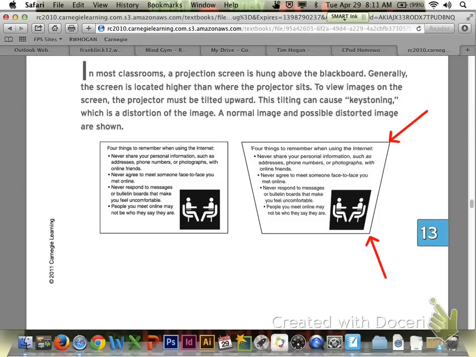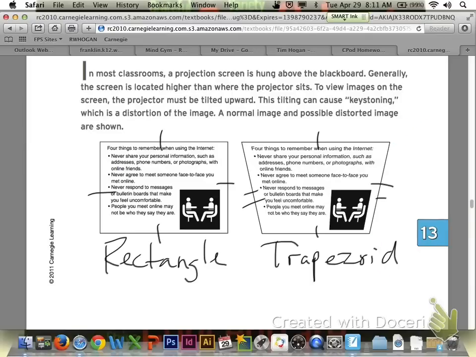For number 1, describe how the normal image from the lesson opener has been distorted. You can see that it is stretched at the top and narrowed at the bottom. For question number 2, describe the shapes formed. Both images you can see have 4 sides. The normal image is a rectangle and the distorted image is a trapezoid.